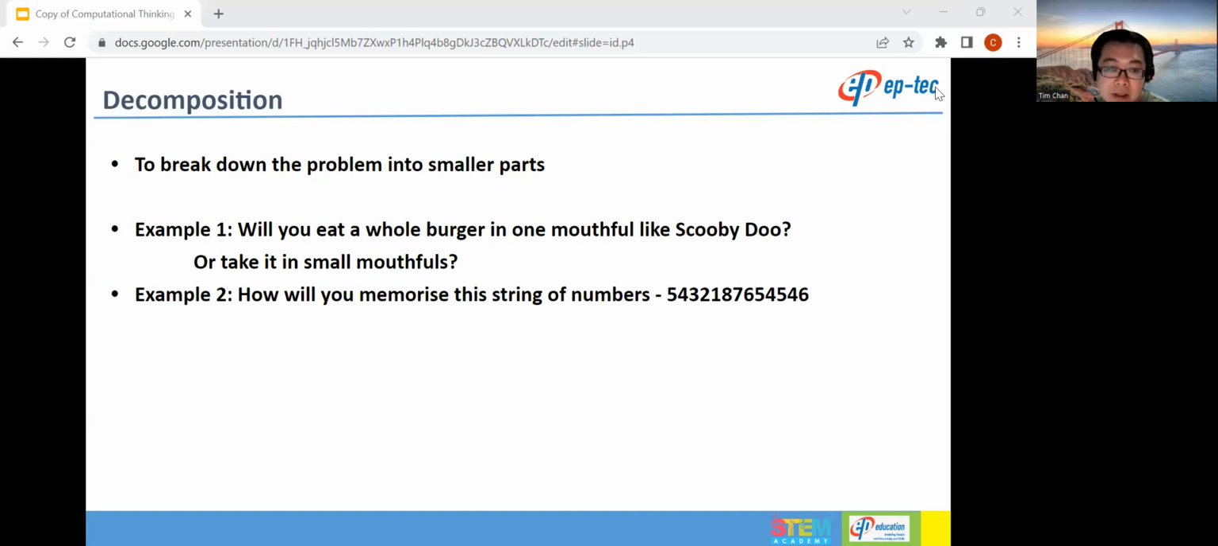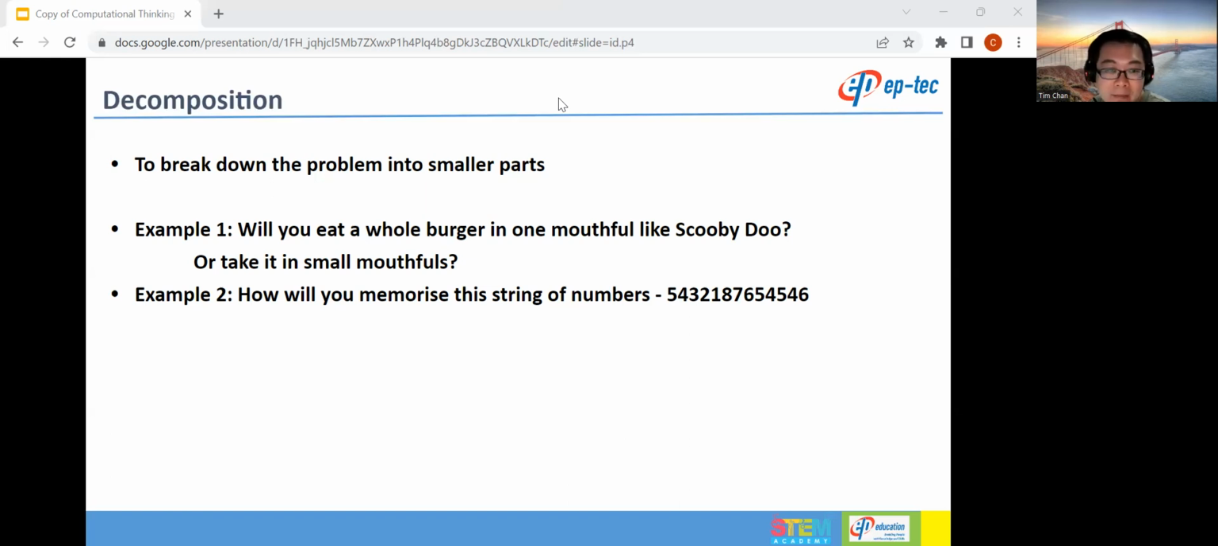As another example, on the screen you can see a string of numbers. How would you memorize it? At first glance it looks very complicated, right? However, if you look at it carefully, you can decompose this string into simpler parts. Do you realize that the first part is 5, 4, 3, 2, 1, followed by 8, 7, 6, 5, 4, then followed by 5, 4, 6? By decomposing it into 3 parts, it becomes easier for you to memorize. Do you find it easier if you decompose the problem into smaller parts?